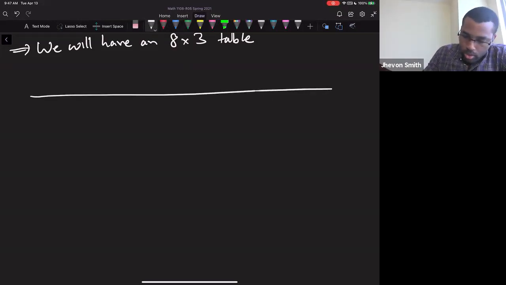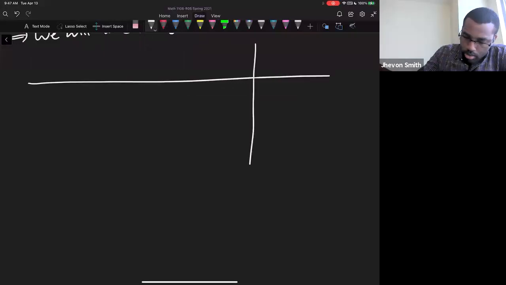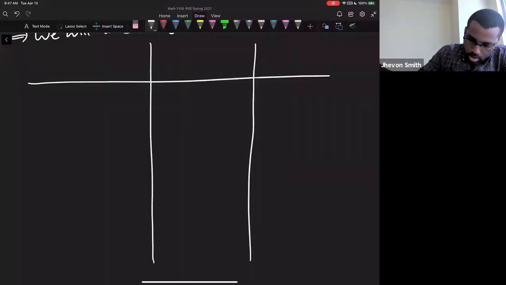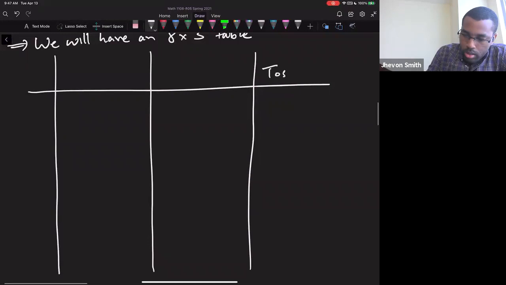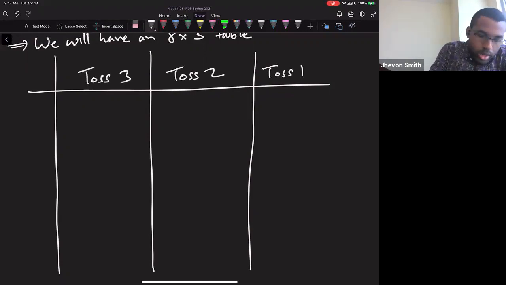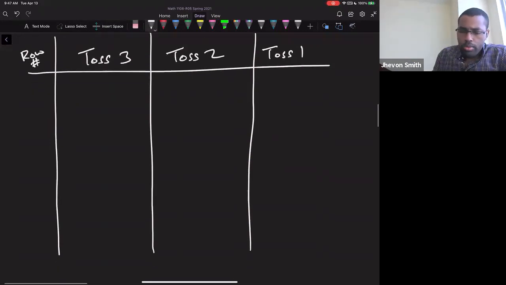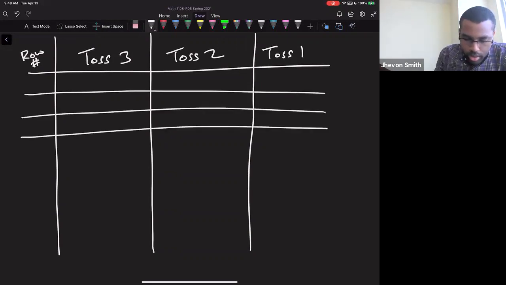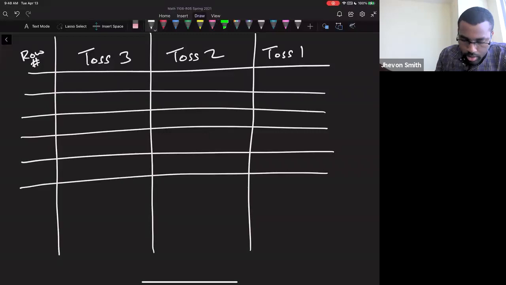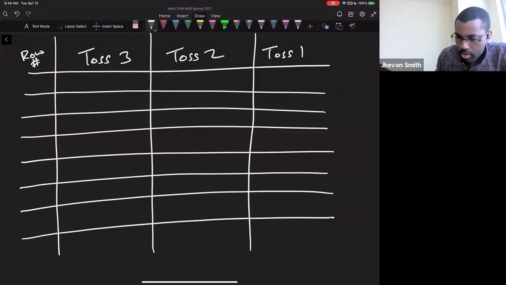Okay, so we're going to have 3 columns. 1, 2, 3. So this is going to be toss 1, toss 2, toss 3. I am going to label the row number over here just for clarity moving forward. But I know we should have 8 rows. So 1, 2, 3, 4, 5, 6, 7, and 8, right?